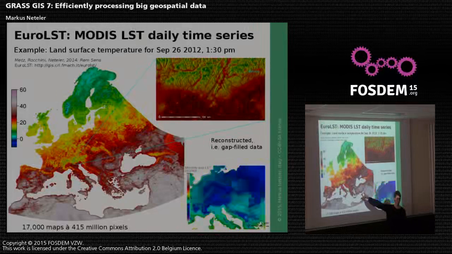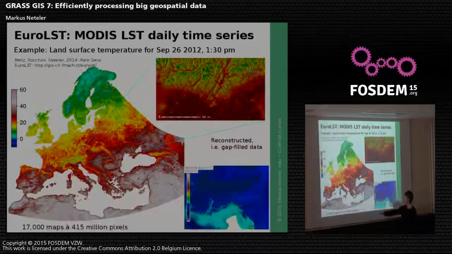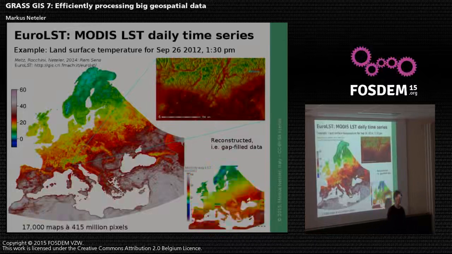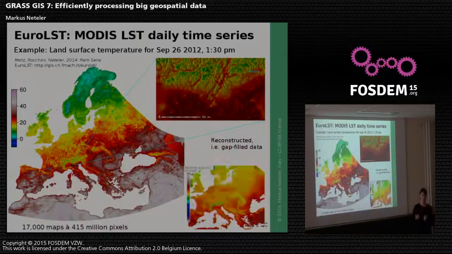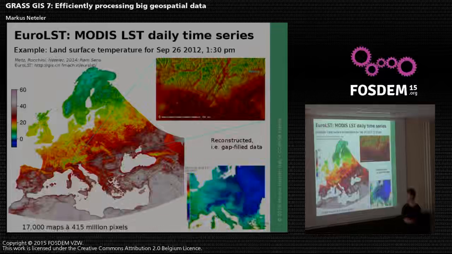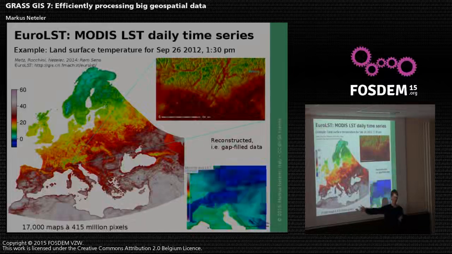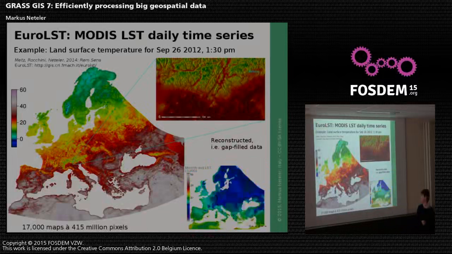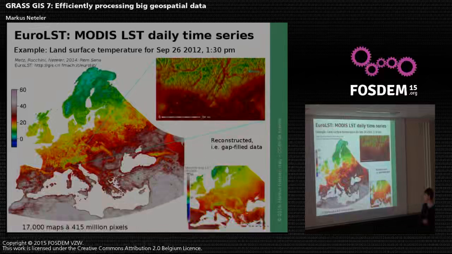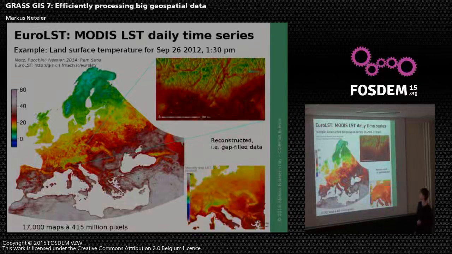So this is an example, one map out of 17,000 maps at time. We have been processing the entire archive covering Europe. Each map has something like 415 million pixels. To calculate this map, we have 9 different input maps. So we are multiplying this, and we are almost close to over 4 billion pixels at this point. And this is something which you can now easily do in GRASS 7. In 6, forget it. So in 7, you can do that.